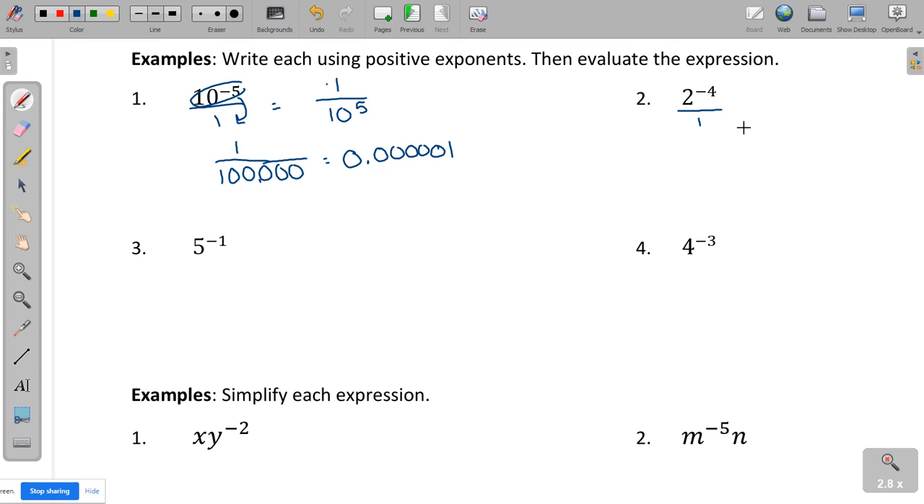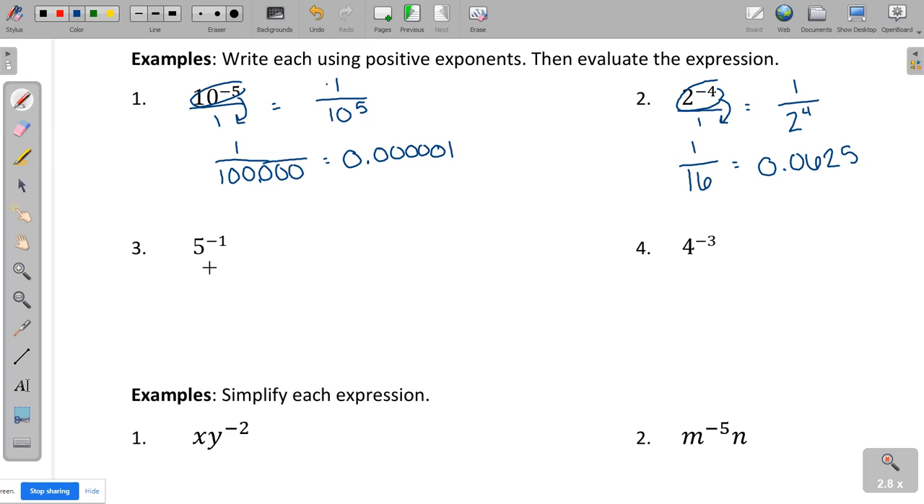Now for number 2, let's put this over 1. So then when we have this negative exponent, we have to put it to the bottom. So we get 2 to the positive 4th. Put a 1 on top. And then 2 to the 4th is 16. So 1 over 16 is equal to 0.0625.